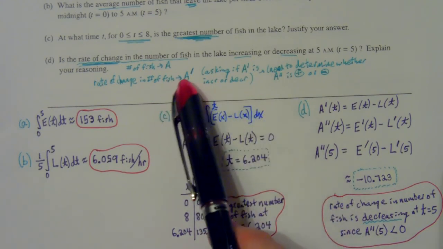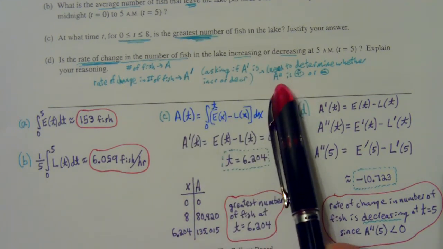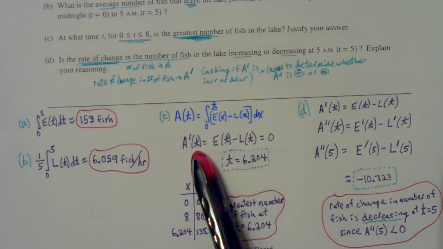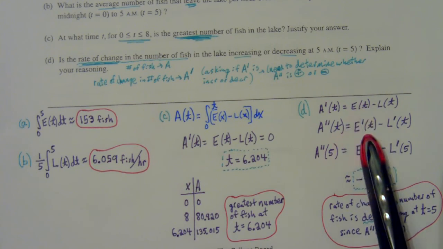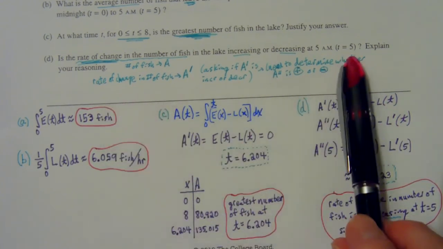So anytime you want to know whether something is increasing or decreasing, take its derivative. So if we're talking about is A prime increasing or decreasing, that means you've got to take the second derivative and figure out whether that's positive or negative there. So I started right here. There's my first derivative. And I just took the second derivative. The derivative of E is E prime, the derivative of L is L prime. And then you're supposed to do that at t equals 5.